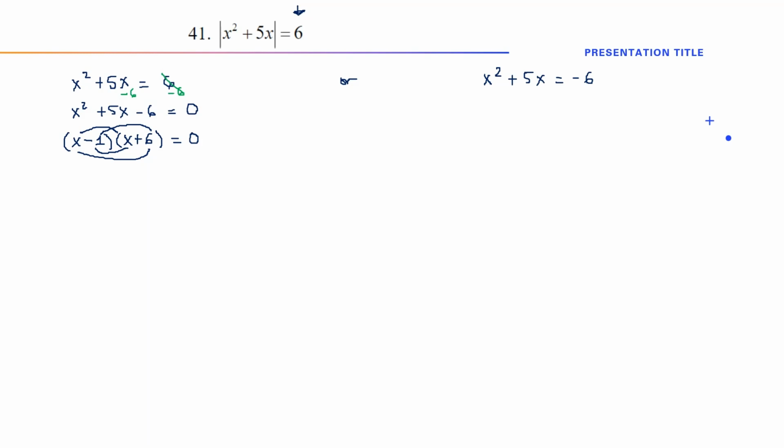So now set each of them equal to 0. x minus 1 equals 0, or x plus 6 equals 0. We have x equals 1. We're adding 1 to both sides, right? So on this side, it cancels. Now on x plus 6 equals 0, we have x equals negative 6 because we subtract 6 from both sides.